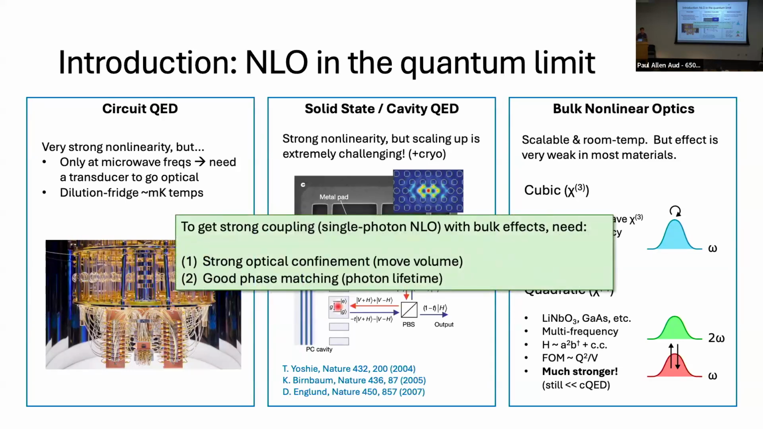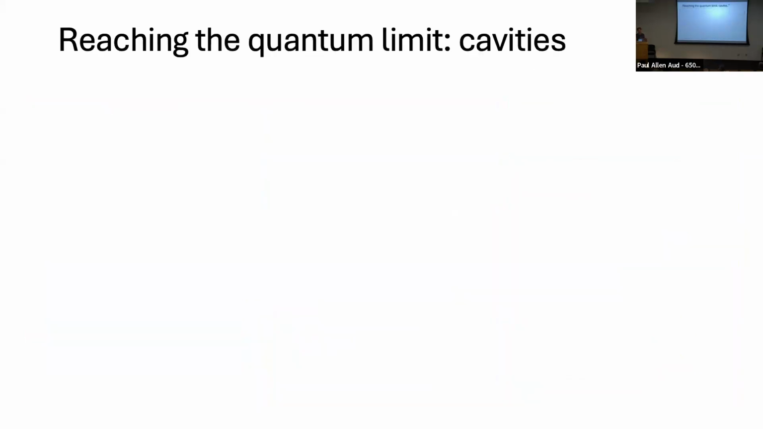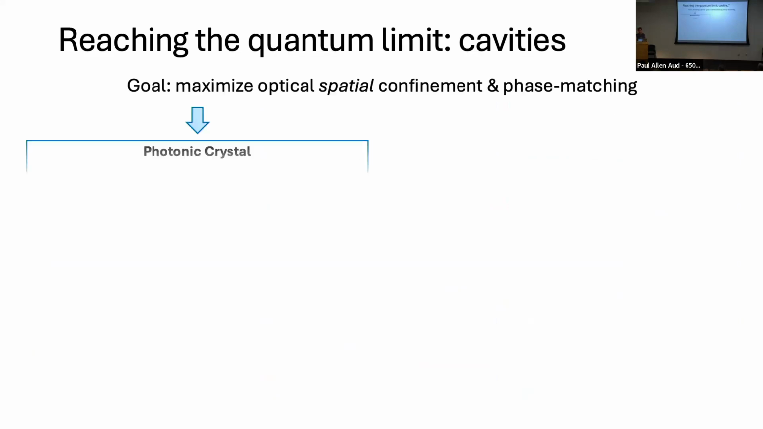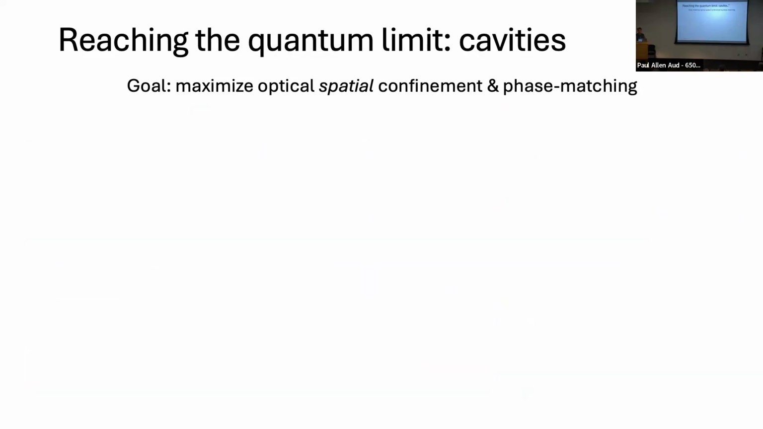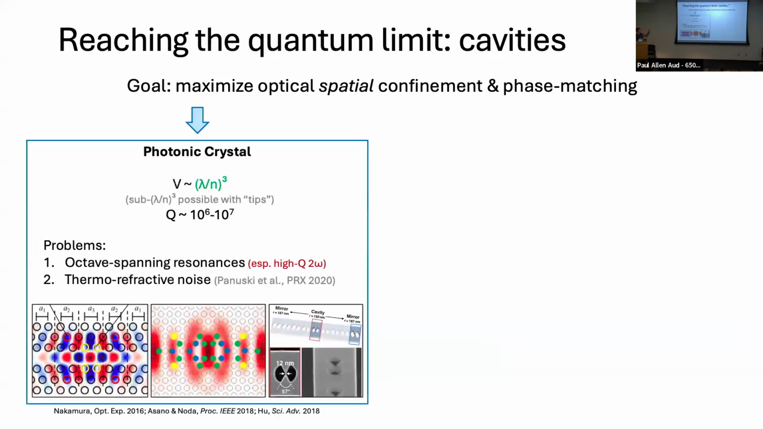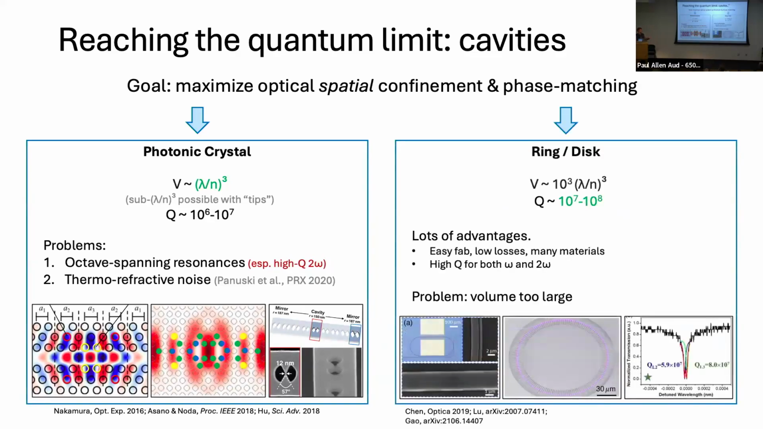So to get strong coupling with bulk nonlinear optics, we're going to need two things. One will be strong optical confinement or a small mode volume, and the other will be good phase matching or very long photon lifetimes. So let's look at two approaches that have been pursued to reach the quantum limit. To start, we can consider a cavity. Here we're aiming to amplify a weak nonlinearity with spatial confinement and phase matching, which you can do by shrinking that mode volume as far as possible with a photonic crystal, or you can do by increasing the Q factor as far as possible with ring resonators and tolerating a slightly larger volume.